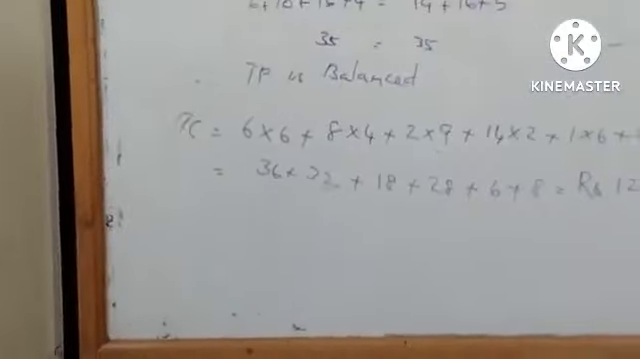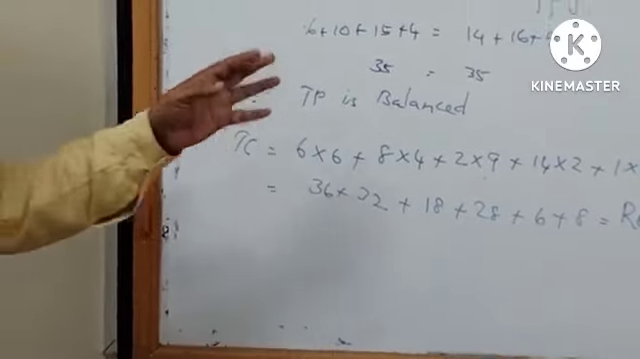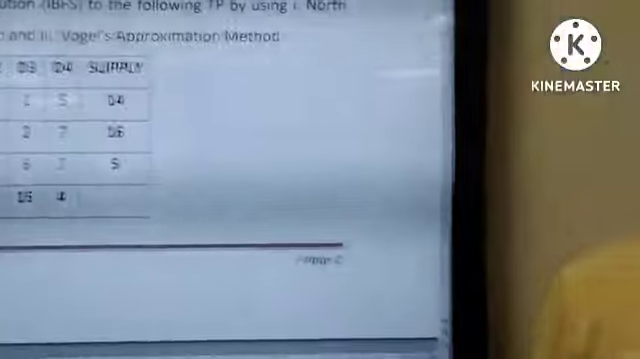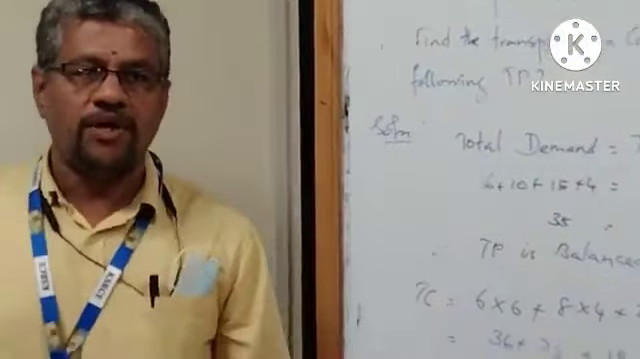So, the transportation cost for transferring the goods according to the given specification, given requirement, and given constraints is equal to 128 rupees by using the northwest corner rule.